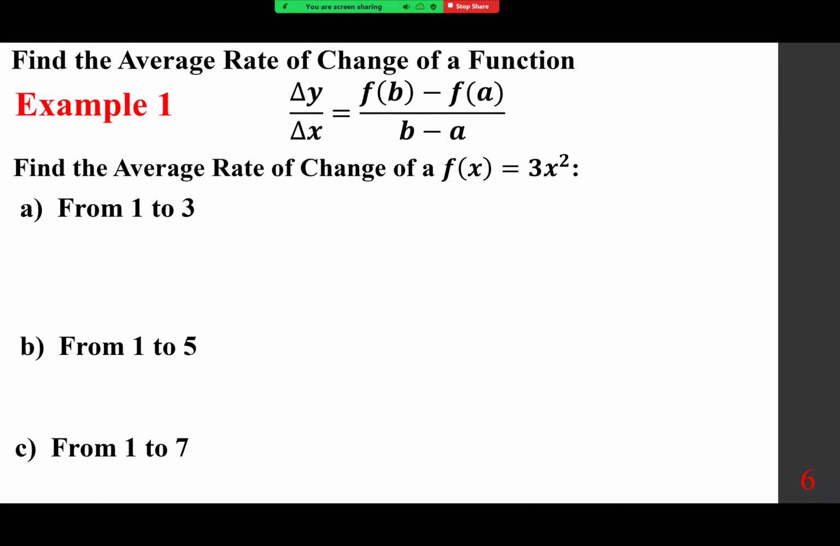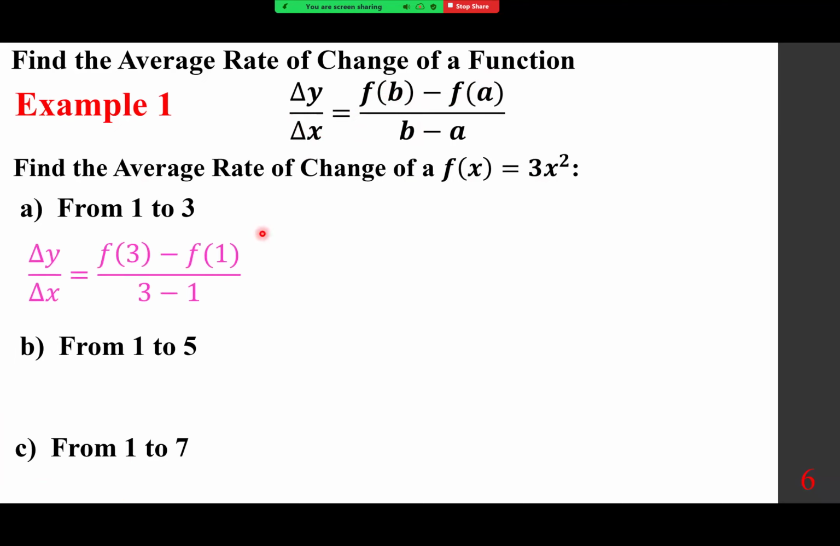So we want to find the average rate of change of a function, which in short represents the slope given 2 points. So delta y over delta x is f of b minus f of a over b minus a. We want to find the average rate of change of this function, f of x equals 3x squared, from 1 to 3. So in short, we want f of 3 minus f of 1 over 3 minus 1.